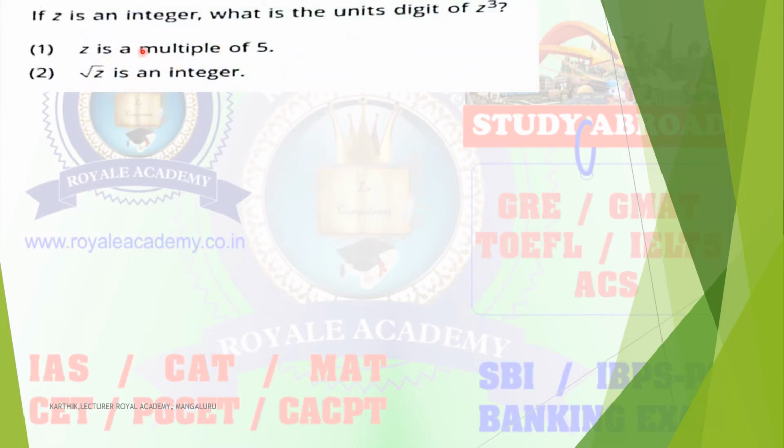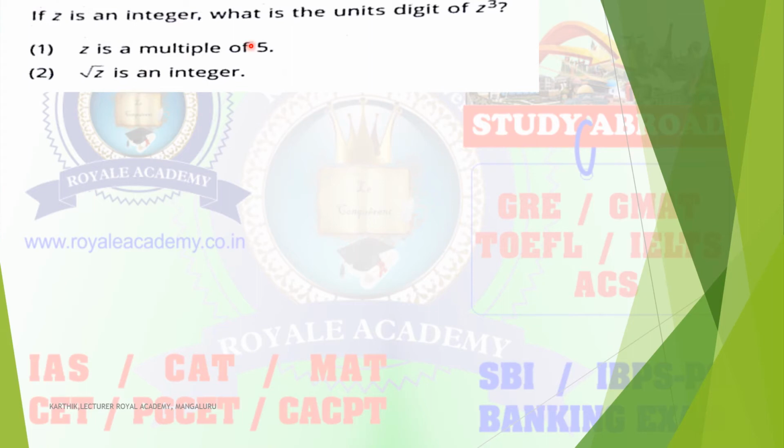Next question: if z is an integer, what is the unit digit of z cube? Z is an integer, which is nothing but 1, 2, 3, 4, 5, 6 and so on. What is the unit digit of z cube? The unit digit is nothing but the last digit of z cube. You have to find that out.